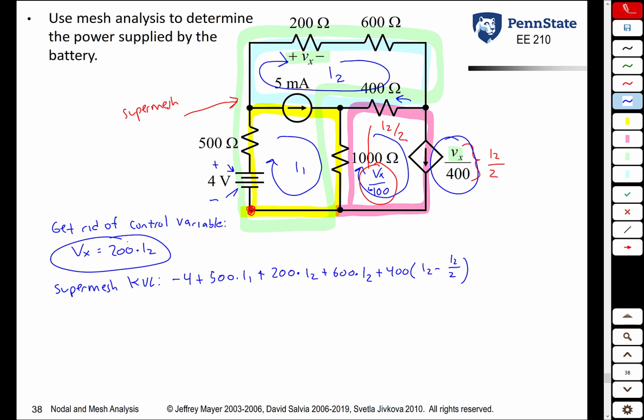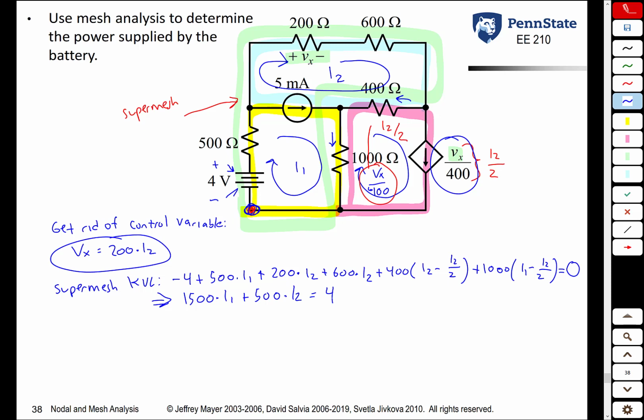Continuing through this green loop, we now get the 1000 ohm resistor. The current in this direction is what? It's the direction of I1, and it's opposite the direction of I2 over 2. So it's I1 minus I2 over 2. And now we're back to our starting point, so that sum equals 0. If you simplify this equation, you get 1500 times I1 plus 500 times I2 equals 4.